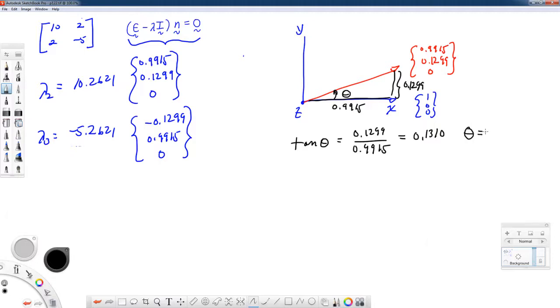And if I put that into my calculator, if I did that right, I got an angle of 7.463 degrees. Let me just check that real quick, make sure I had my calculator in degrees and not radians. Yep, 7.463 degrees. And so that is the angle that it makes.